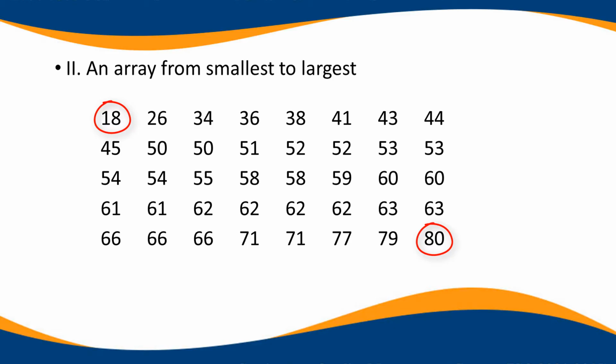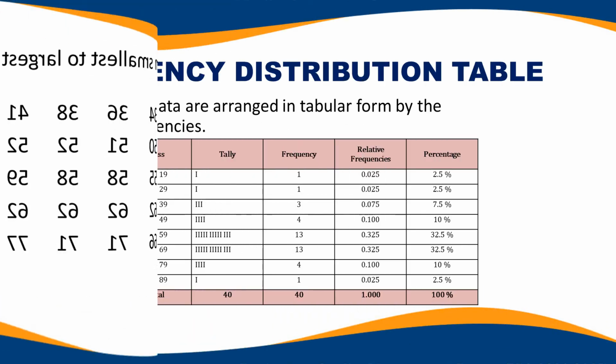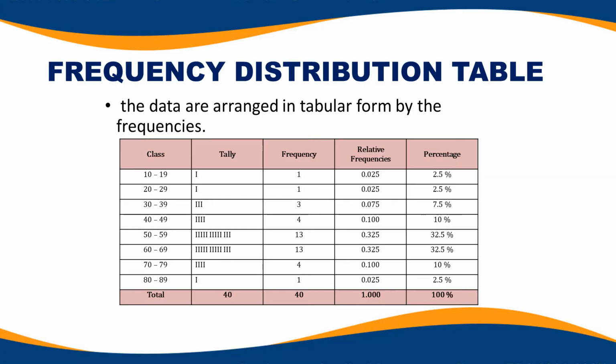So since data can be presented in tabular form, so eto siya. Magkakaroon ka muna ng classes. So yung tinatawag na class na yon ay class interval. 10 to 19, 20 to 29, 30 to 39, hanggang 80 to 89. We can clearly see that the interval is 10. So, tingnan mo yung pagitan ng classes, yung class interval na yon. And then, tally.